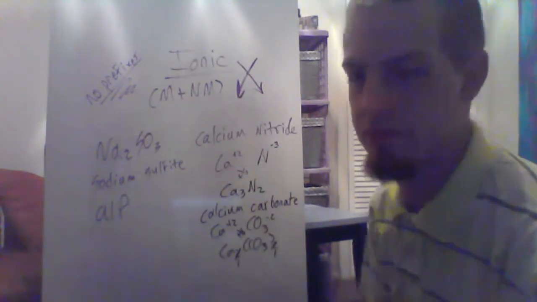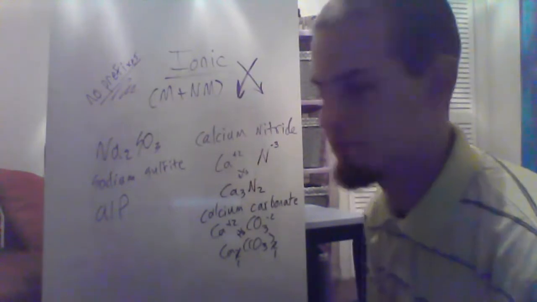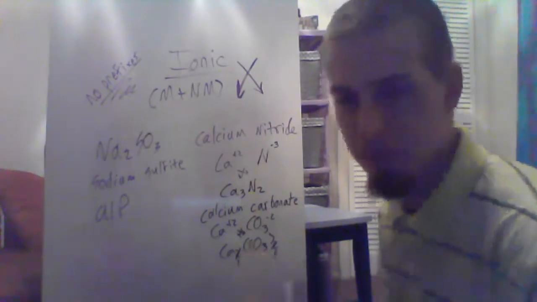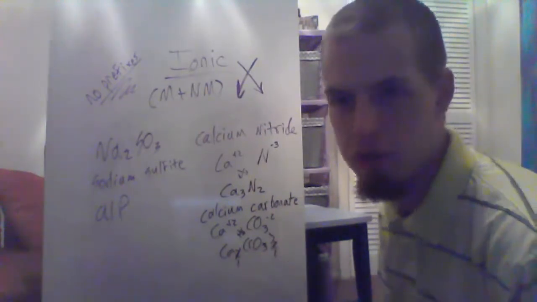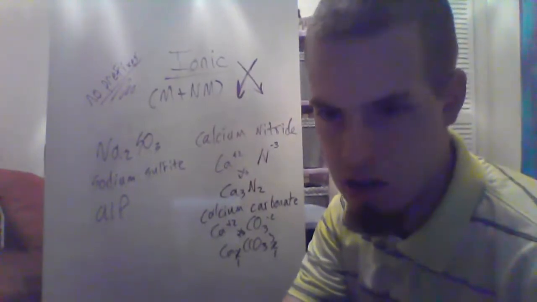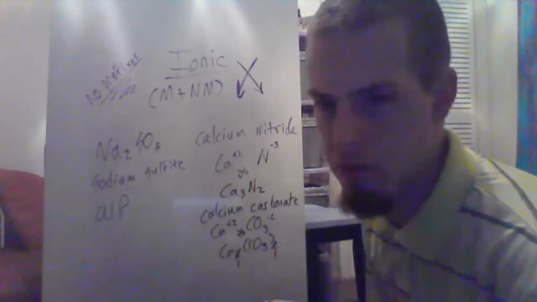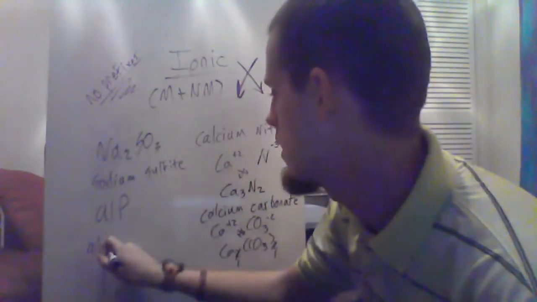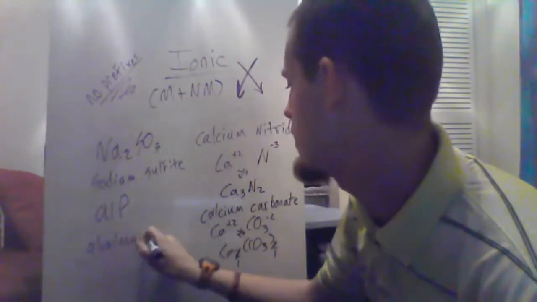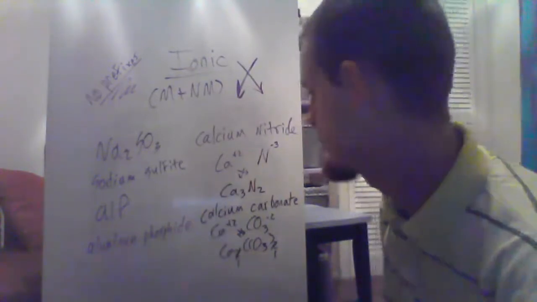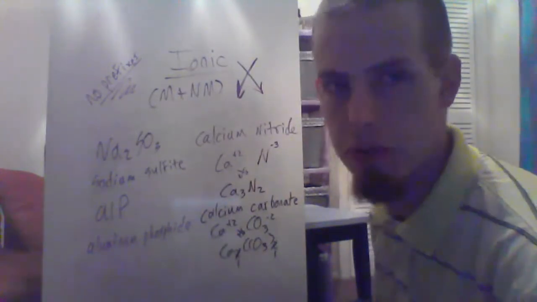Sweet. Got one. Want to see what people think. Yep, good. AL is aluminum, and P is phosphide. It is aluminum phosphide.